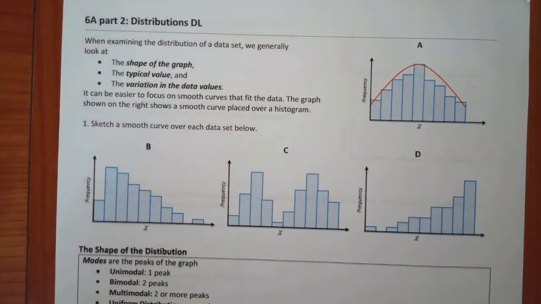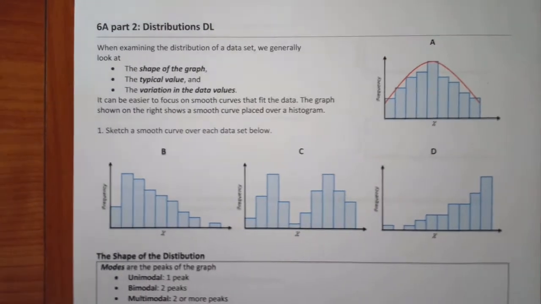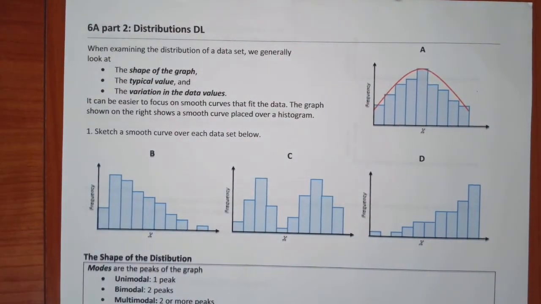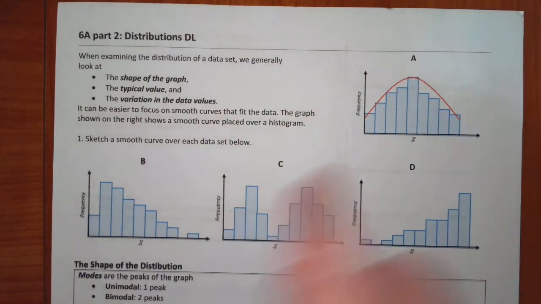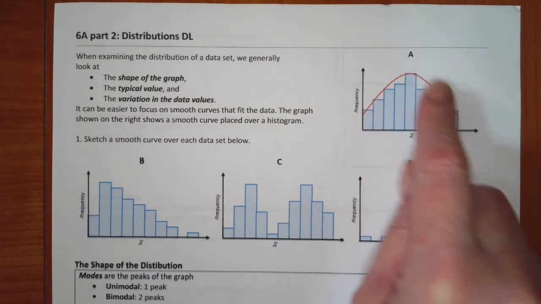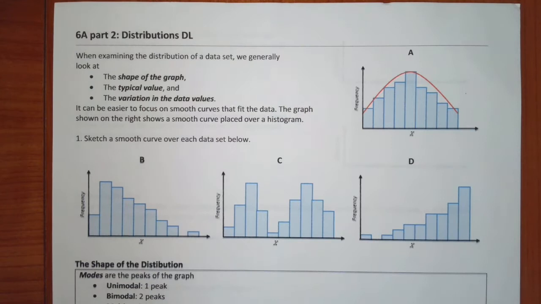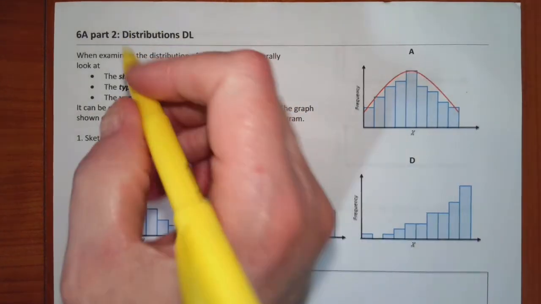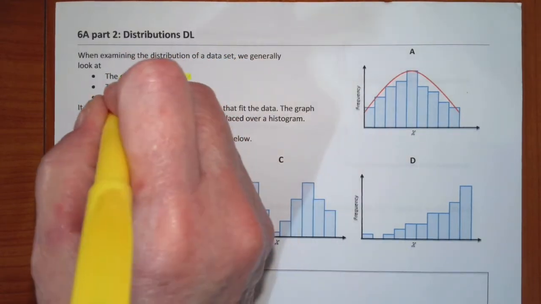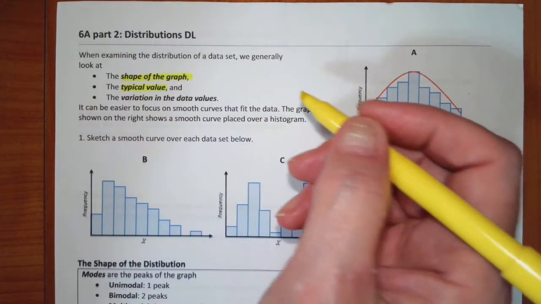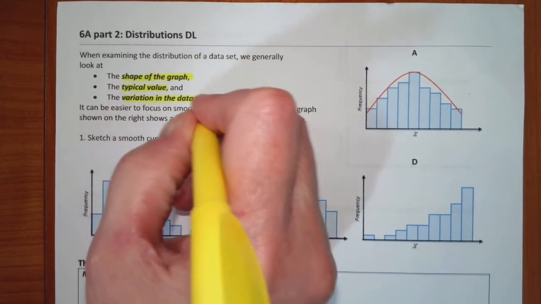Okay, let's talk about the second part of 6A, which is distributions. When we're looking at the distribution, we're normally going to be looking at a histogram, or some kind of a line chart that goes with this. There are three things that we are going to look at. We are going to look at the shape of the graph, which is also called the shape of the distribution, the typical value, and we'll explain a little bit more of that, and then the variation of the data value.